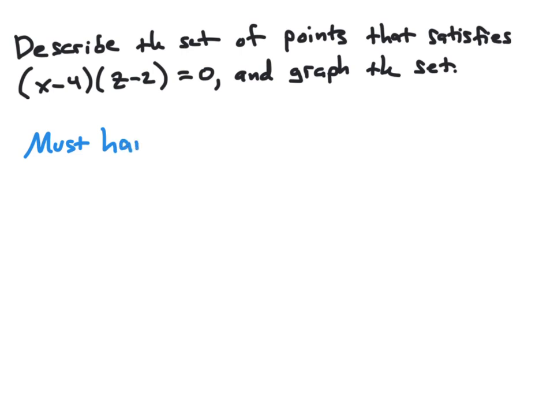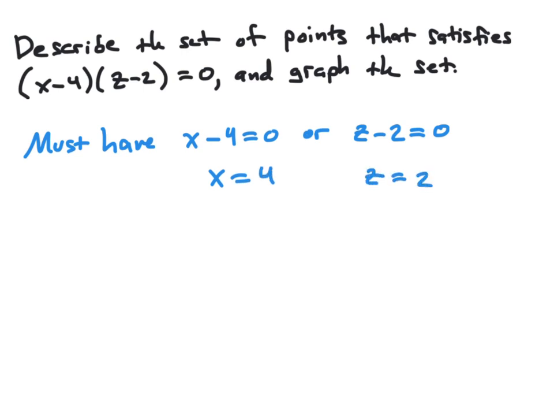must have an x-coordinate that satisfies x - 4 = 0, or a z-coordinate where z - 2 = 0. One of these two equations must hold for any point in our set, and these two equations, of course, can be simplified to be x = 4 or z = 2.